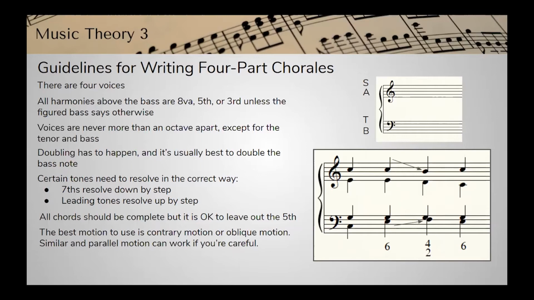And you can see here the motion between the soprano and the bass in beats 2 and 3 of this example are contrary motion. They move in opposite directions. And the motion between the soprano and the bass in beats 1 and 2 is oblique motion because the soprano stays on the same note and the bass note moves in another direction. Okay? So that's a good start to that one.